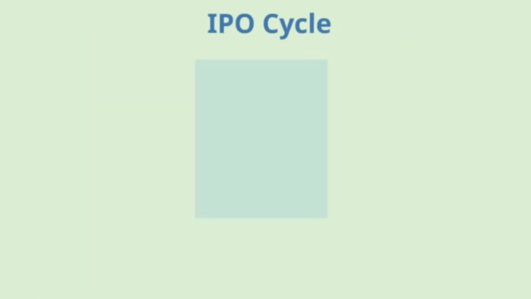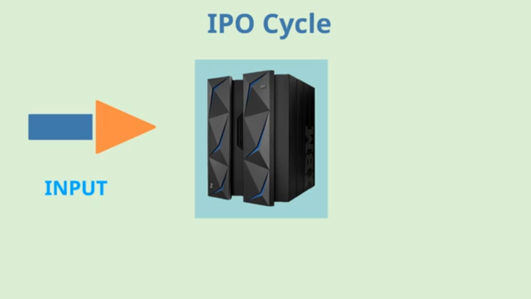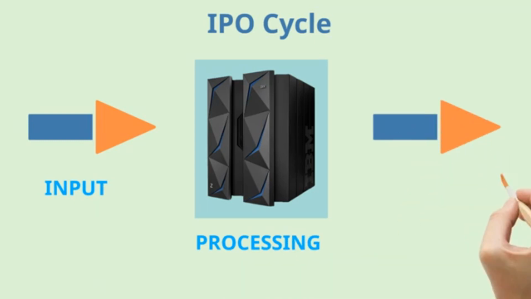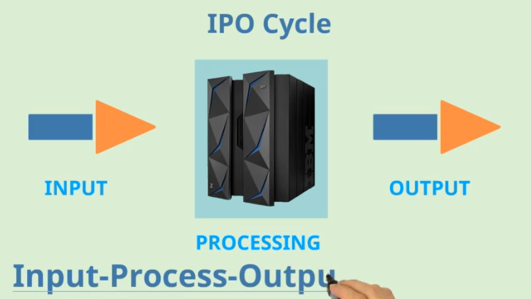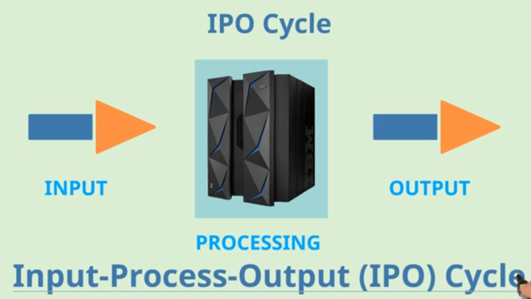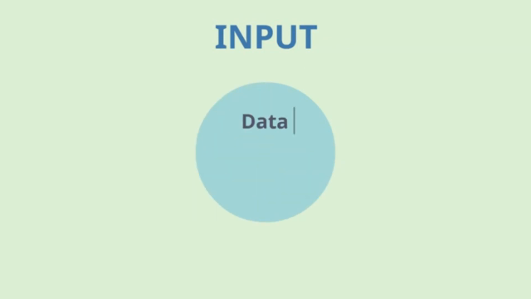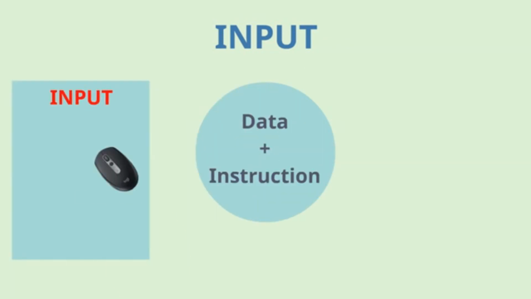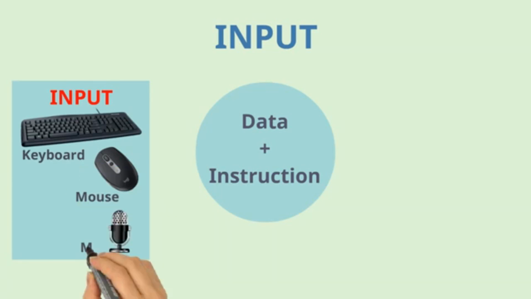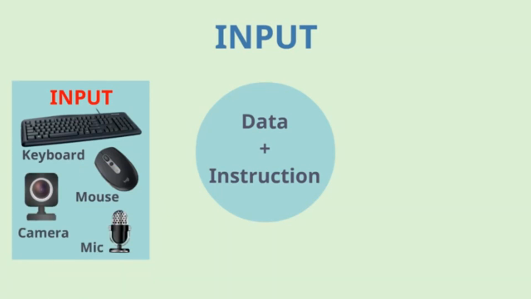So the computer takes in some input, does some processing on it, and then gives some output. This is called the IPO cycle, or input process output cycle. Let's understand each of them. First is input. It is responsible for providing some information or instruction to the computer. It can be through mouse, keyboard, or even voice command through your speaker.